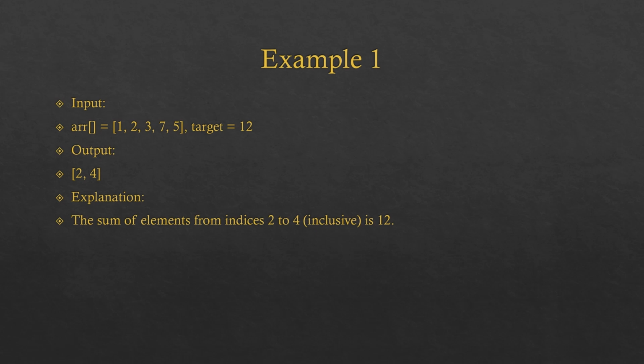Let's go over an example. Given the array containing the elements 1, 2, 3, 7 and 5 and a target sum of 12, we want to find a subarray whose sum equals 12. If we look closely, the sum of elements from indices 2 to 4 inclusive gives us 12. Therefore, the output will be 2, 4.